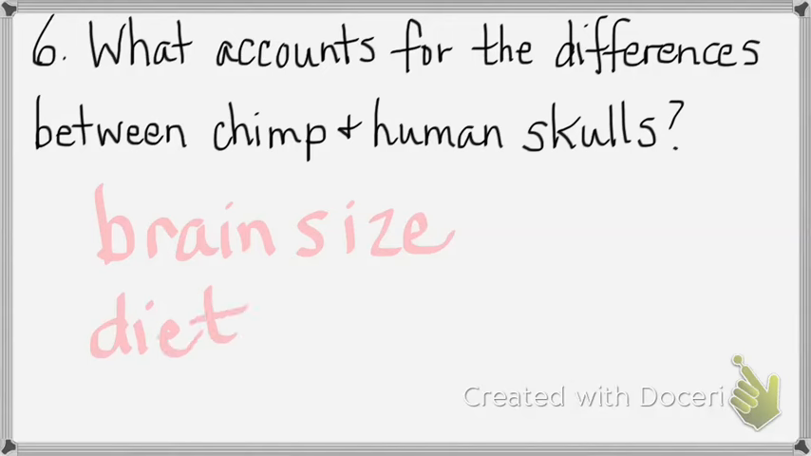Now our brain size is much larger, so we've got the really expanded area here. And then we're omnivores, so we don't need as much musculature on our jaw, so we have a smaller jaw, whereas they're herbivores primarily. Everybody's okay on that? Great.